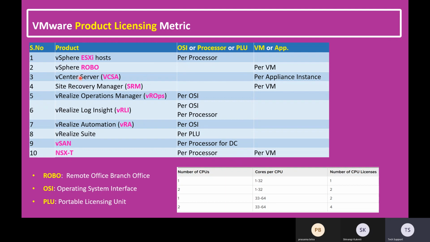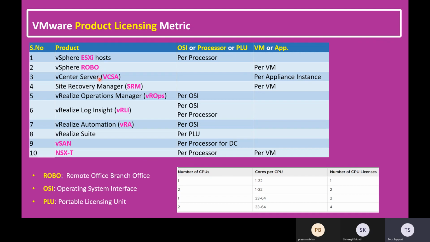Okay, and vSphere ROBO is nothing but remote office branch office. Suppose you are planning to use your ESXi licensing for a remote office, not for a production site. There is a slight reduction on the licensing cost, which is based on a per virtual machine license. Normally when you go for per processor, the cost will be a bit high, but when you go for per VM, the license cost is low. But this is recommended only for remote offices and branch offices.